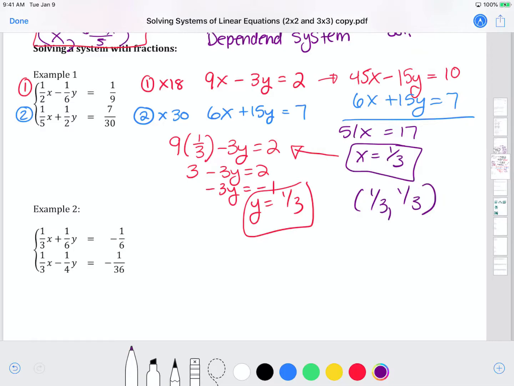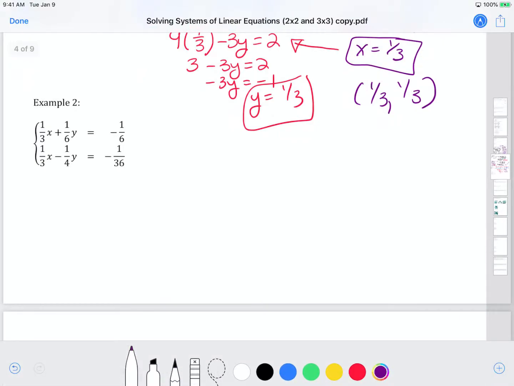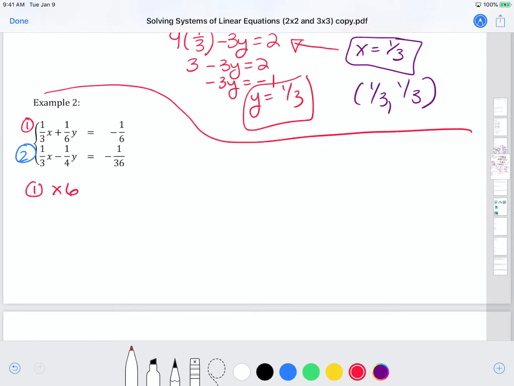Okay, example 2 for doing fractions. I'll list this as equation 1. This is equation 2. So I want to clear the fractions first. If you look in the first equation, I have 3, 6, and 6. So I can use 6 to clear those fractions. I'm going to take equation 1 and multiply by 6.